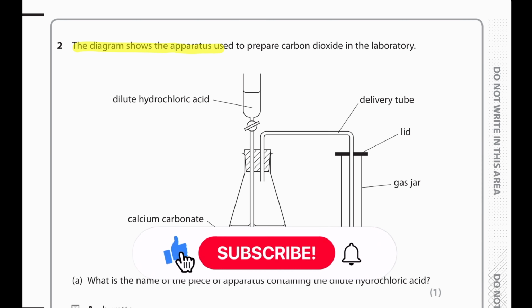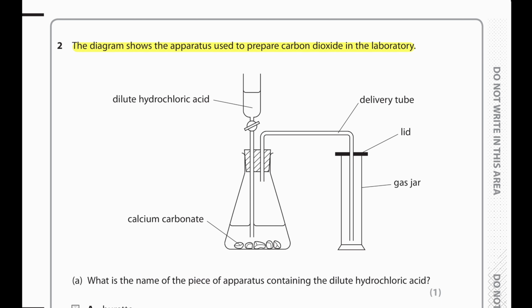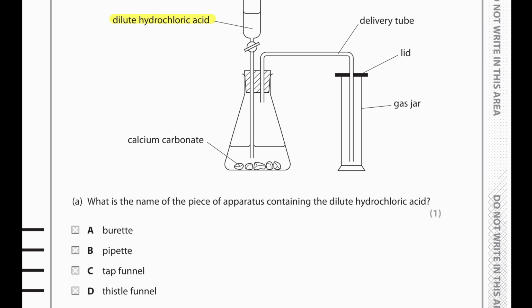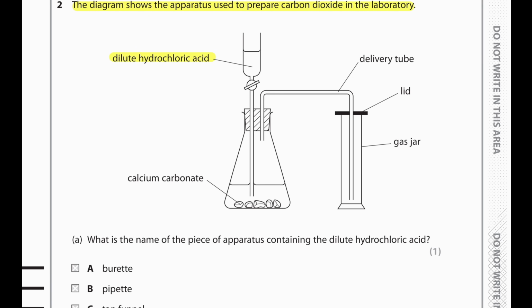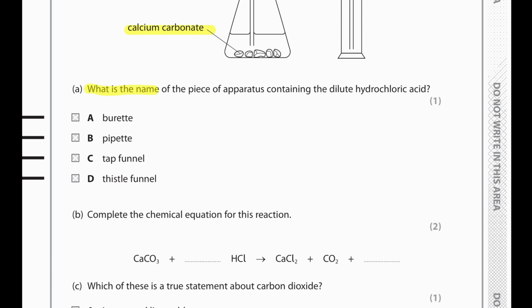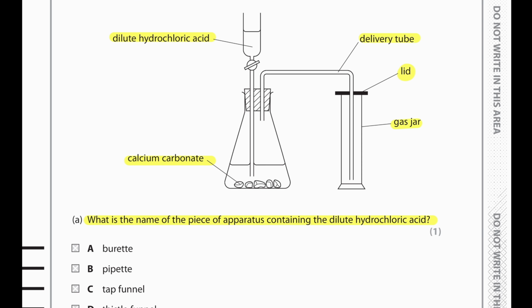The diagram shows the apparatus used to prepare carbon dioxide in the laboratory. We can see dilute hydrochloric acid in a thistle funnel, and then we have calcium carbonate in a conical flask. We have the delivery tube, lead, and gas jar. What is the name of the piece of apparatus containing the dilute hydrochloric acid? The apparatus here that contains the dilute hydrochloric acid has a tap in it. Since it has a tap in it, it will be a tap funnel.